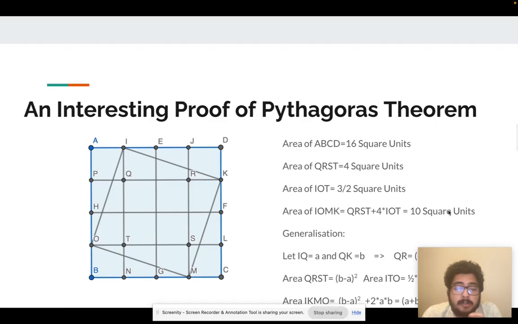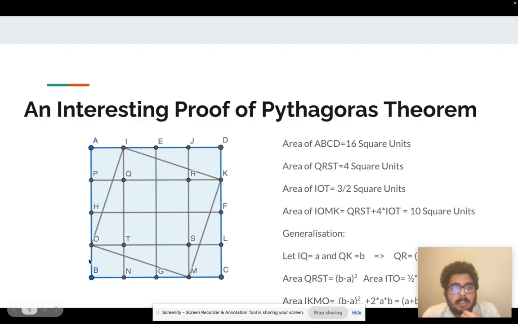What is the insight that we get? The insight is that if this has an area of 10 units, then the side length is root 10. What is this side? This is 3. What is this side? This is 1. In this right angle triangle, 1 square plus 3 square equals root 10 square, that is 10, which is again Pythagoras theorem. So we have very simply proved the Pythagoras theorem.